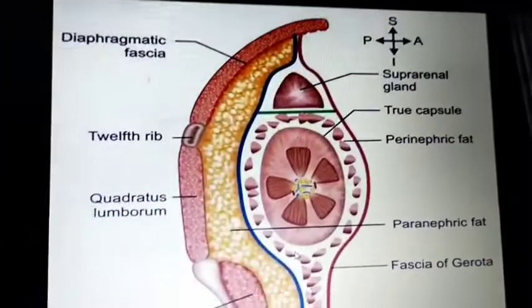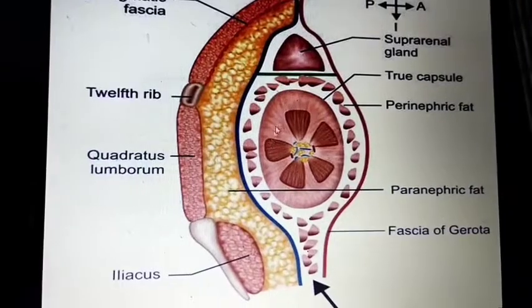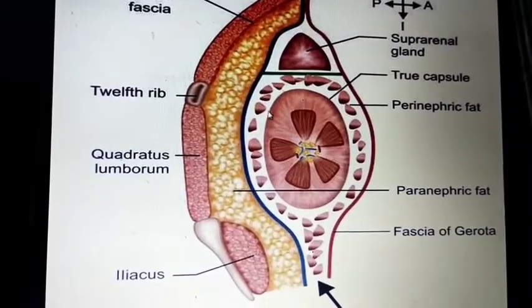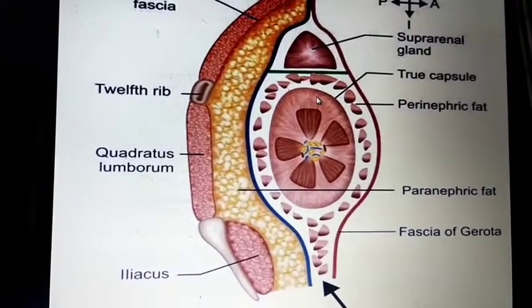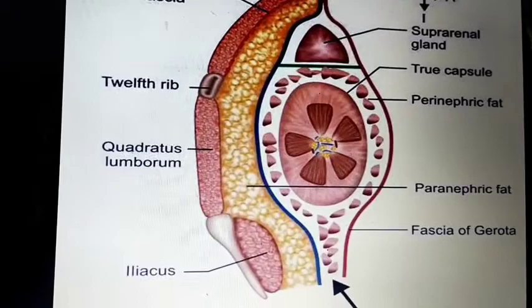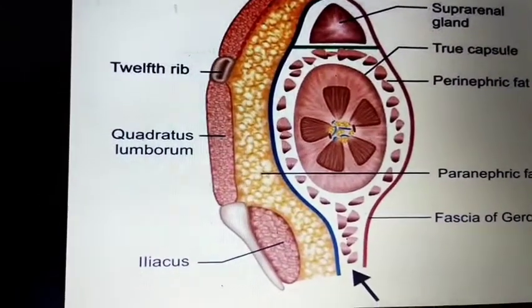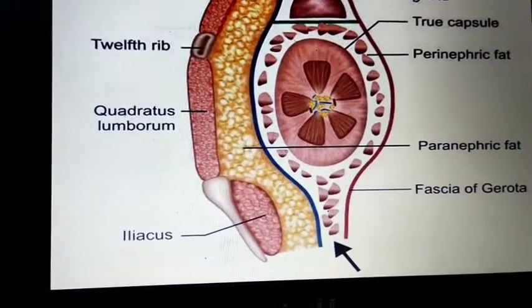Can go for the next slide, where you can understand. This is the kidney, and just around it there is a capsule. It is called a true capsule because it is completely adherent to the kidney. Another one is the false capsule. You can say that is the fascia of Gerota, the false capsule.